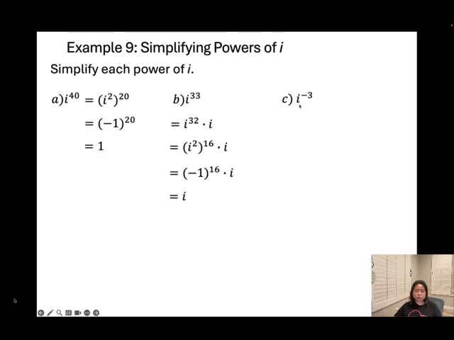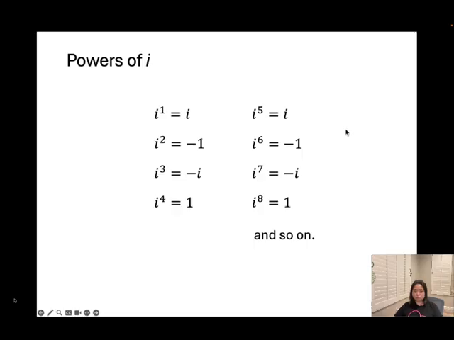Last one, i to the power of negative 3. So that's a trick for these questions. I could do i to the negative 3 times 1. And then remember what 1 is equal to. Go back here. 1 is equal to i to the power of 4, or i to the power of 8. Whenever you have an exponent that can be divided by 4, it is going to be equal to 1 here.